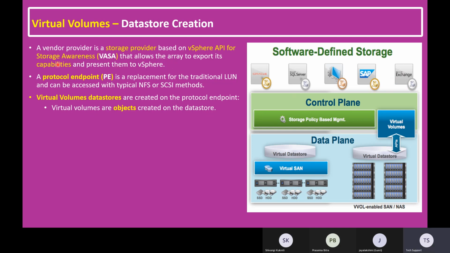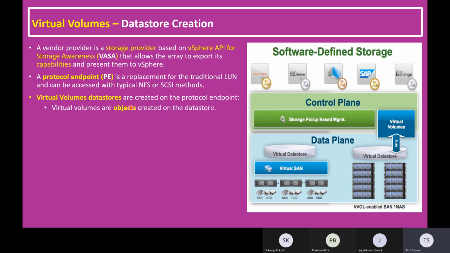Now, let's understand the description. A VASA provider is a storage provider based on the vSphere API for storage awareness that allows the array to export its capabilities and present them to vSphere. The protocol endpoint is a replacement for the traditional LUN. This is the important point: it replaces the traditional LUN. The only new terminology is protocol endpoint. It can be accessed with the typical NFS or SCSI commands, and virtual volume data stores are created on the protocol endpoint. Virtual volumes are objects only.